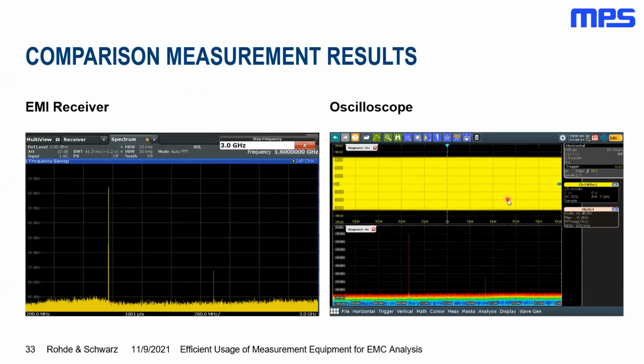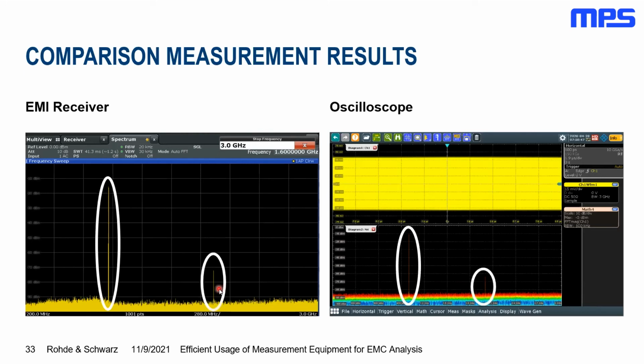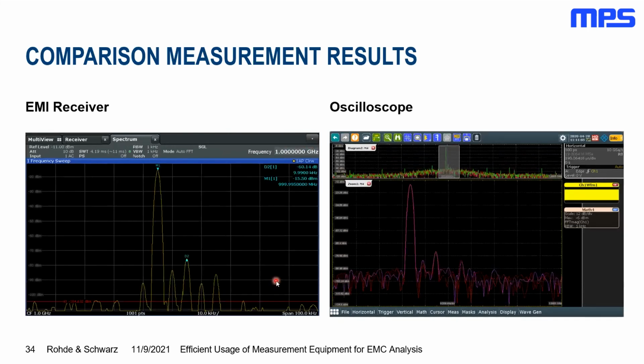If we first compare the full span mode, we used a 3 gigahertz RTO and a 3 gigahertz span on the EMI receiver. We are seeing these two peaks, so there is no difference yet between the instruments, and everything seems to be quite equal. Then we adjusted to the frequency range of interest, going to 1 gigahertz and using a sweep width of only about 100 kilohertz, the same for both instruments.